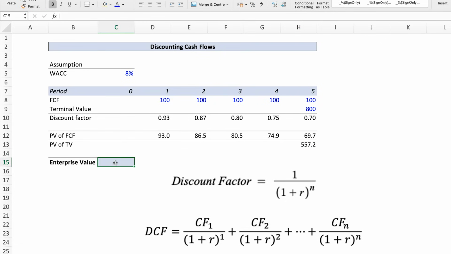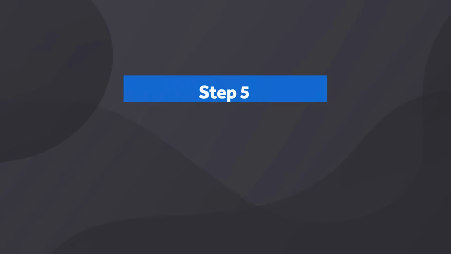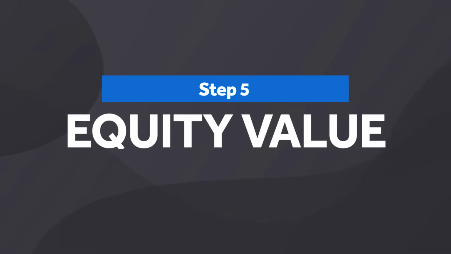Okay, and then for the enterprise value, that's the sum of the free cash flows plus the terminal value in year 0. So we're going to go equals sum, and then I'm just going to drag them like that and sum them all up. So that's it. And the last step here is to go from the enterprise value to the equity value and eventually get to an implied share price. So let me show you the formula for that.